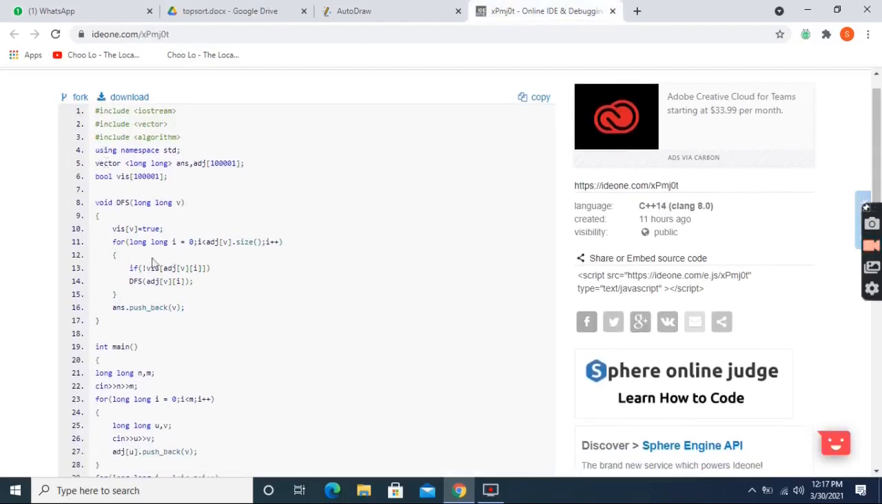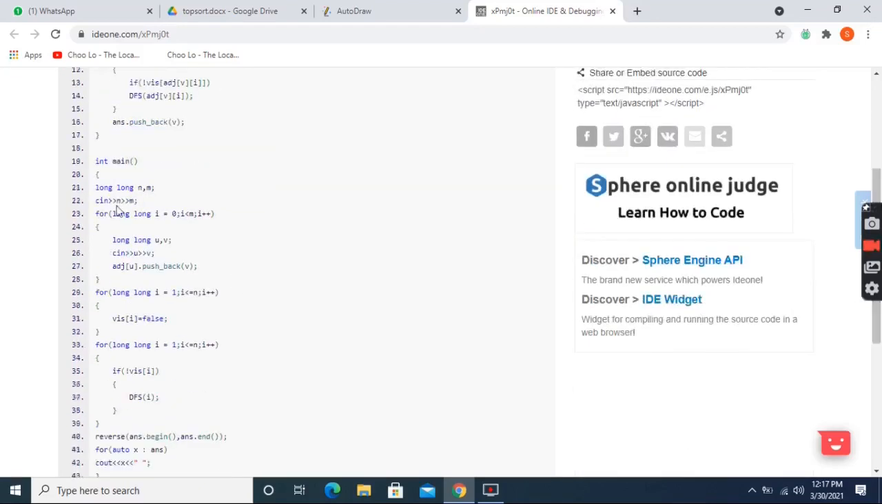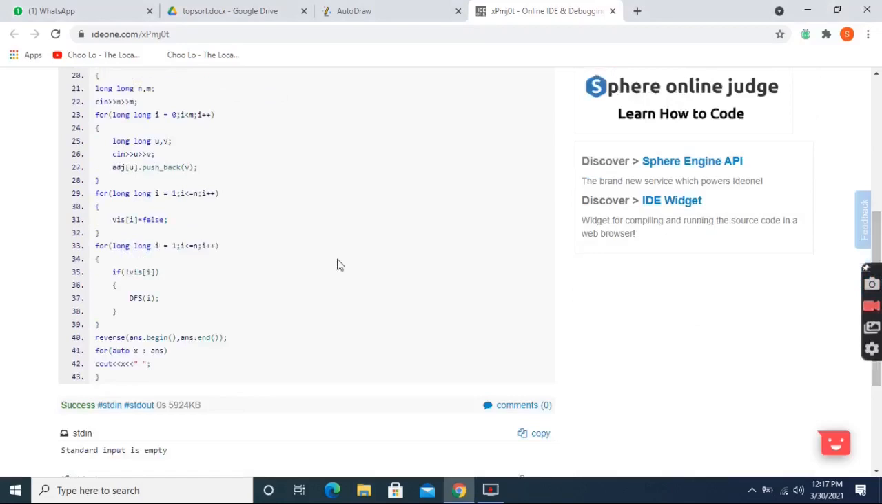So first I have this DFS function which marks the current vertex as visited, and for each child, if the child is not visited, it runs DFS from that child as we do normally. And here this is the main line where we push the vertex v in a vector named answer. In the main function I've taken the input of the graph in the form of an adjacency list, and then I mark each vertex as unvisited initially. I run the DFS from every unvisited vertex, and at the end I reverse my vector and then I print my vector.